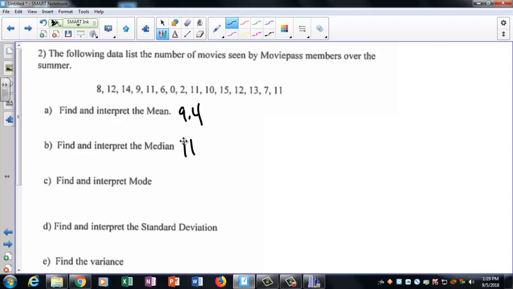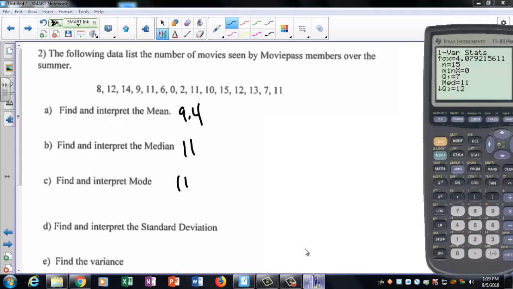The mode, what value occurs the most often? It looks like that number would be 11. It looks like 12 shows up twice, 11 shows up 3 times. So in this case, the mode is 11. The number of movies that were gone to this summer that occurred most frequently was 11.